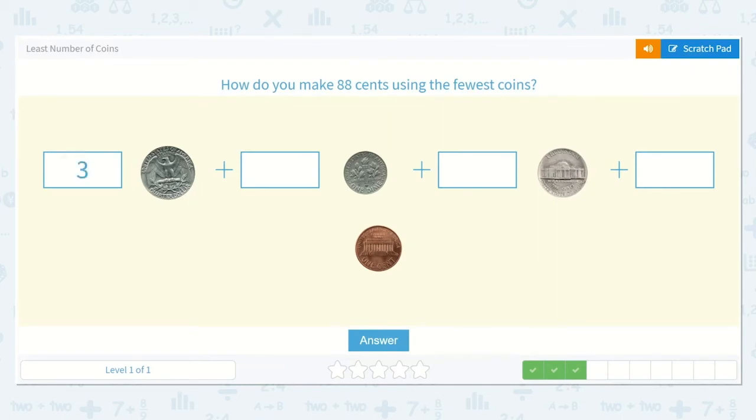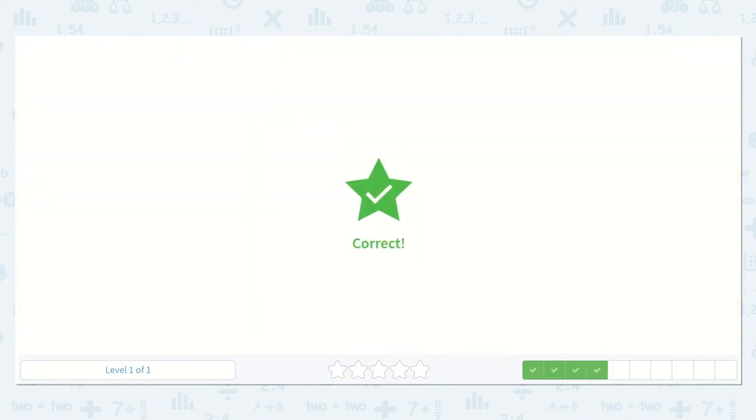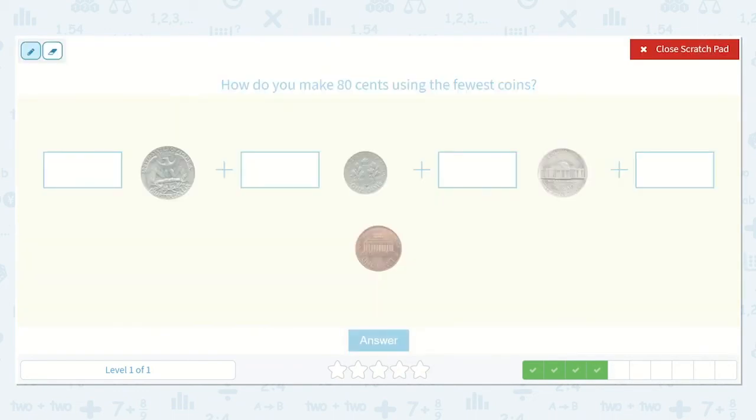So 3 quarters, 1 dime, 0 nickels, and 3 pennies. Next, they ask, how do you make 80 cents using the fewest coins?